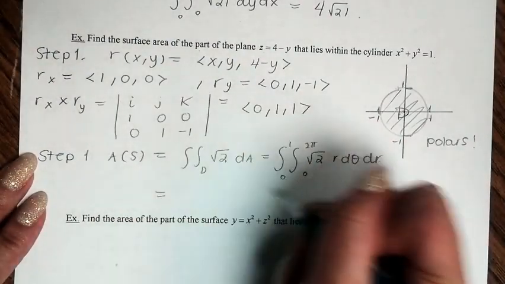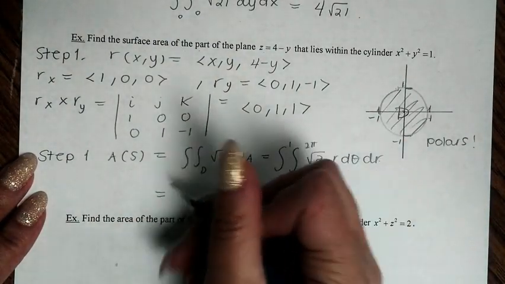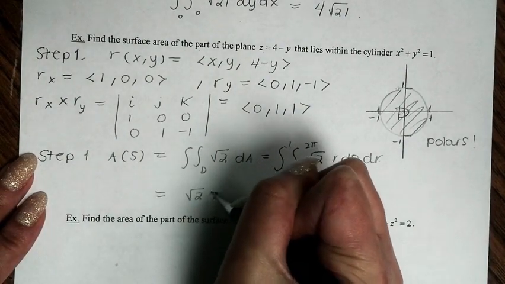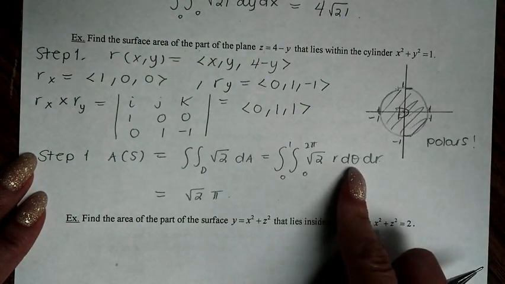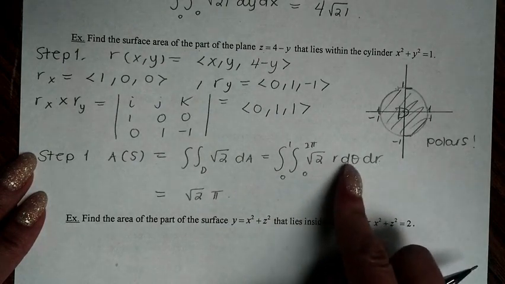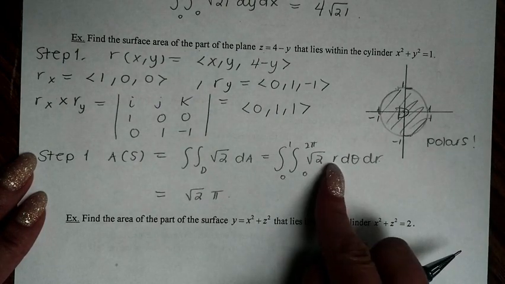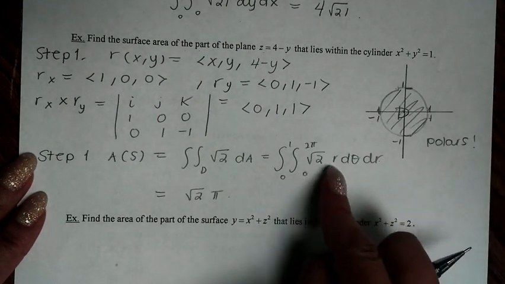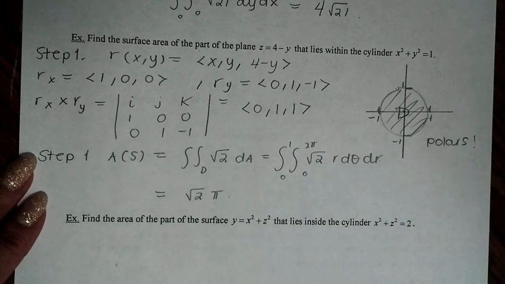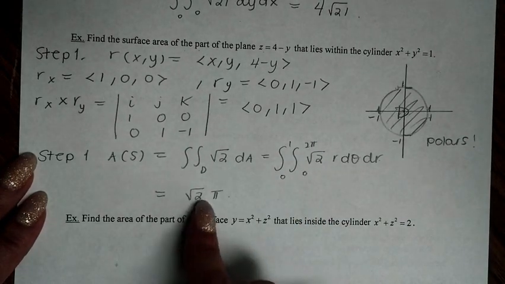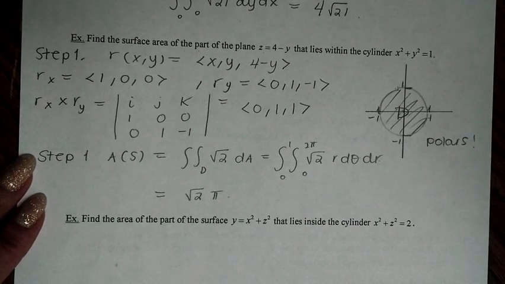Even with the calculator, I'm just going to plug it in, and the calculator will give you root 2 pi. But I would use Fubini, separate the theta and the r, and then this one is just r, so it would be r squared divided by 2, and this is just a constant. So you can see where the root 2 comes from and everything. So it's very nice.